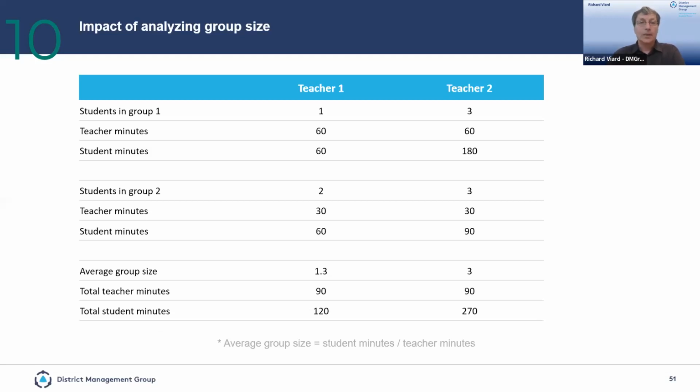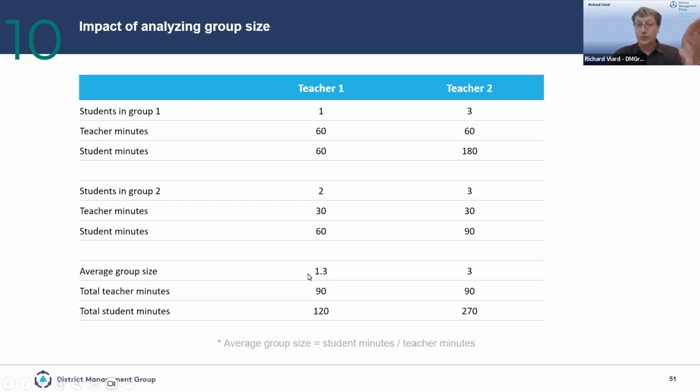So in this example, teacher 1, and I'm just taking a very small part of the schedule, but they have 60 minutes with 1 student, and then they have 30 minutes with 2 students. So effectively, they are covering a total of 120 minutes with 90 minutes of their time. So their average group size is 1.3. We look at average group size to see how effective are staff at grouping students.